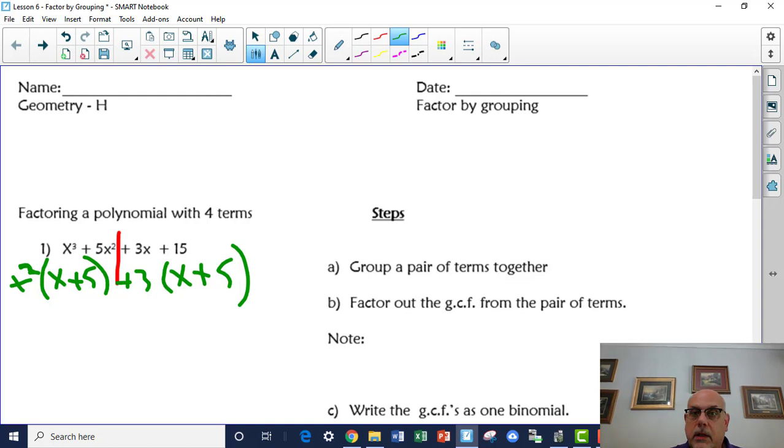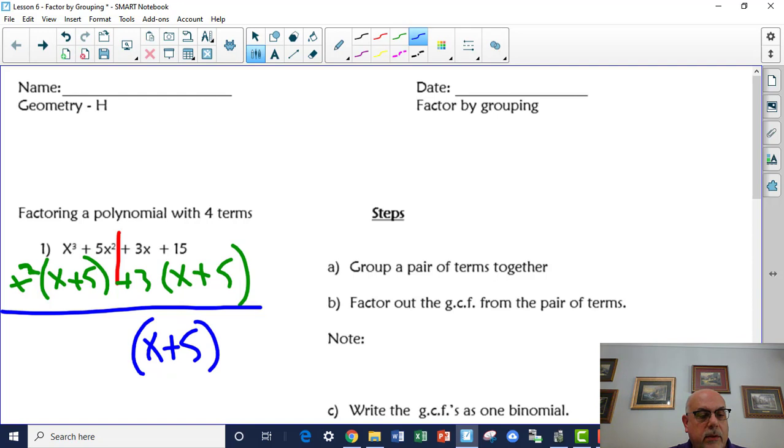Okay, so now at this level here, your greatest common factor is x plus 5, and when you factor that out, you're left with x squared plus 3. Okay, so this is repeated factoring out the greatest common factor. Okay, you're factoring out the greatest common factor.